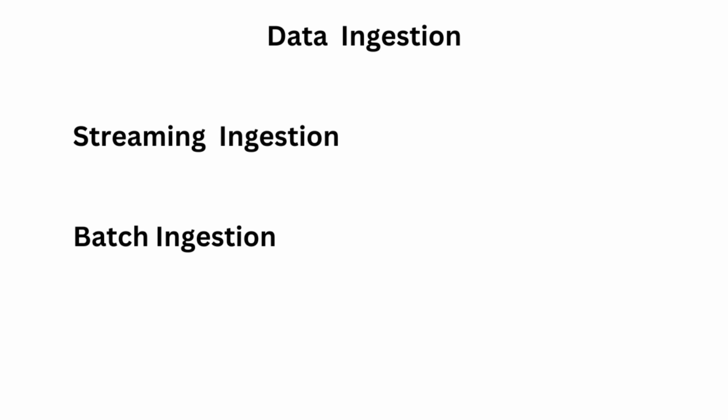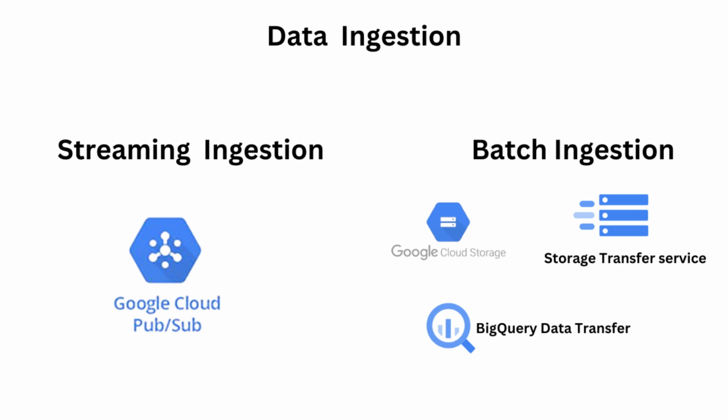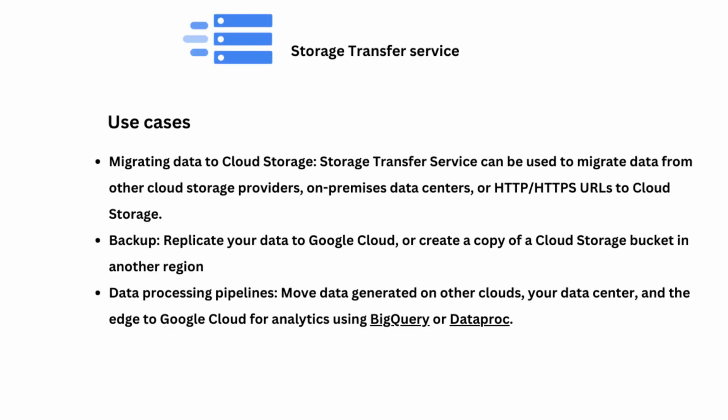If the data is streaming ingest, we can use Google Pub/Sub. And if it is batch ingest, we can use services like Cloud Storage or other services like Storage Transfer Service or BigQuery Data Transfer Service. Storage Transfer Service can be used to transfer a large amount of data quickly. Some of the use cases are migrating data to Cloud Storage. For example, if you have large data in your on-premise data center and you want to transfer that data to Cloud Storage, you can use Storage Transfer Service. One of the other use cases is backup. If you want to replicate your data to Google Cloud or create a copy of a Cloud Storage bucket in another region, then you can use Storage Transfer Service for that.